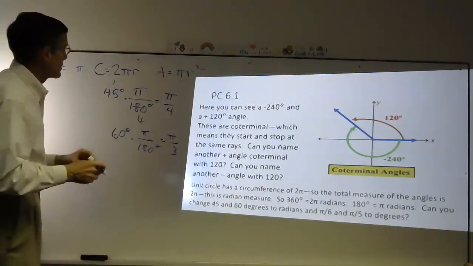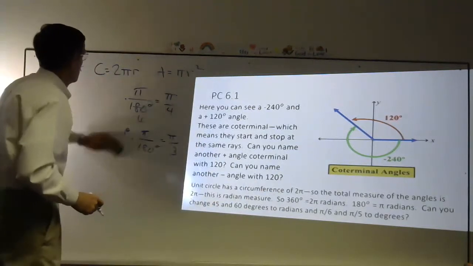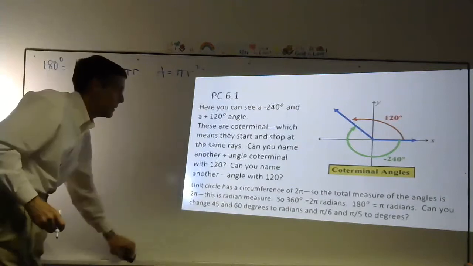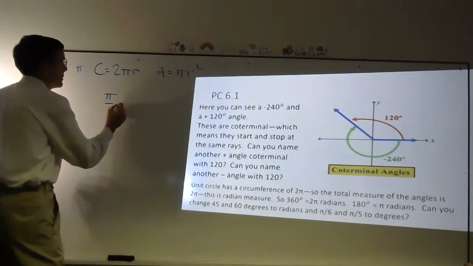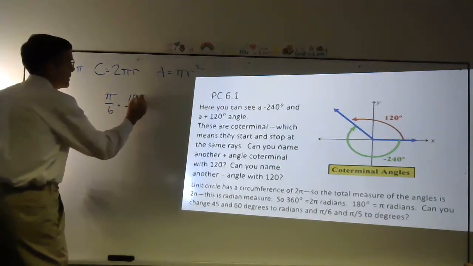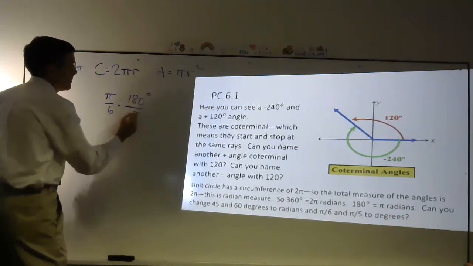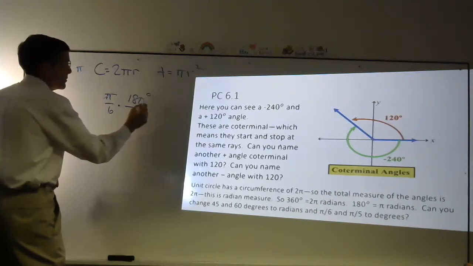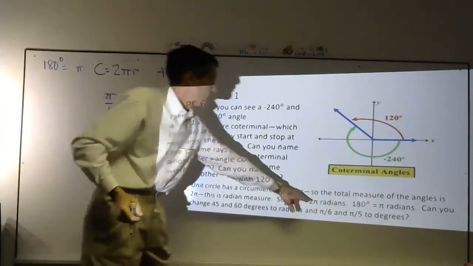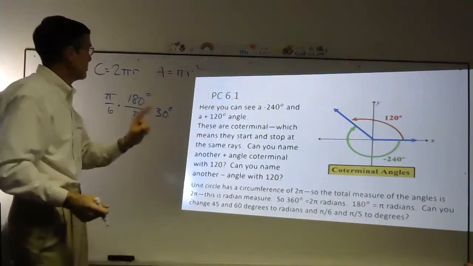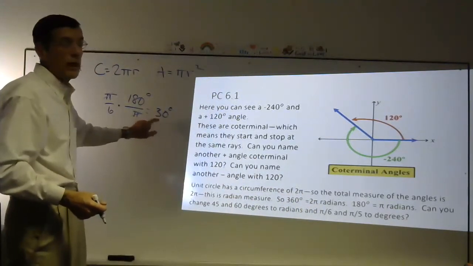How about pi over 6? We want to change it back to degrees. Pi over 6 is a radian measure, so we want to get degrees. We'll put 180 on the top, the pi on the bottom. You see the pi's cancel. 6 into 180 is 30. Pi over 6 is a 30-degree angle.